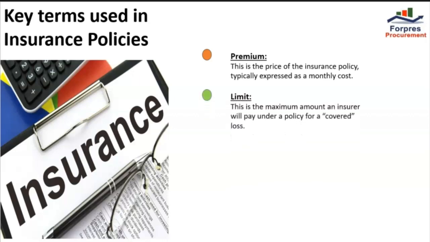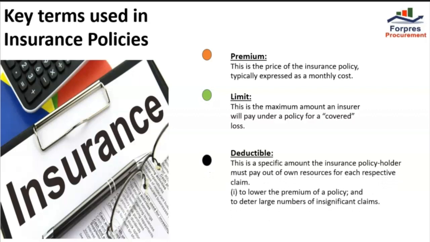Another one is limit. This is the maximum amount an insurer will pay under a policy for a covered loss. Such maximums may be set per period, e.g., annually, per each loss or injury, or over the term of the policy, also known as a lifetime maximum.